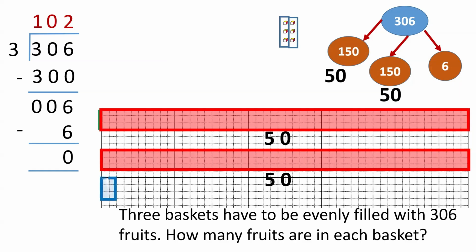So we can easily split that up there. And we have a length and breadth 3 times 2, or 2 groups of 3. So we have 50 and 50, 100, and 2, 102. So 3 baskets have to be evenly filled with 306 fruits. So each basket will get 102 fruits.